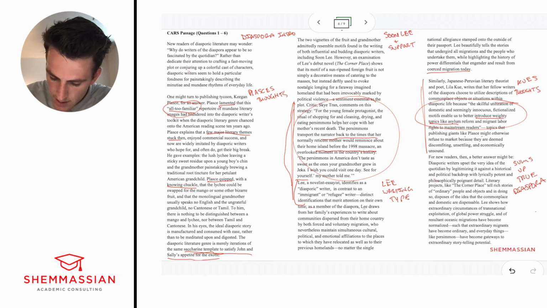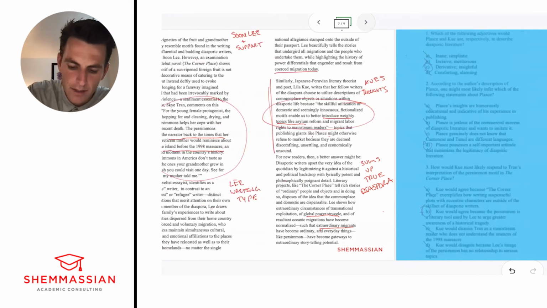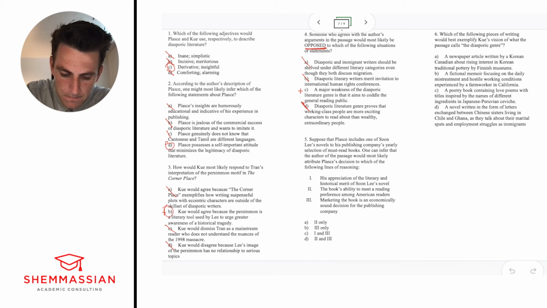Coerced migration, global power struggle, extraordinary migrants. There are all these ideas that just seem to be the opposite of coddling. And so I'm going to go with C.